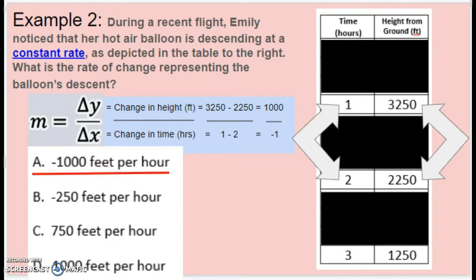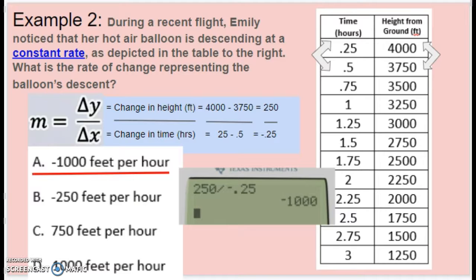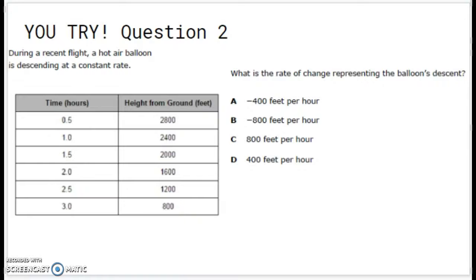Sorry about that. I clicked on the slide too early. Now, if you didn't recognize that, you can use any two numbers you want. Here I take the first two ordered pairs from the table, and I do the same thing. I do my change in height on the top, I do my change in the time on the bottom, and what do you know, if we take a calculator, guess what? We still get the same answer. All right, so it's time for you to try question number 2.